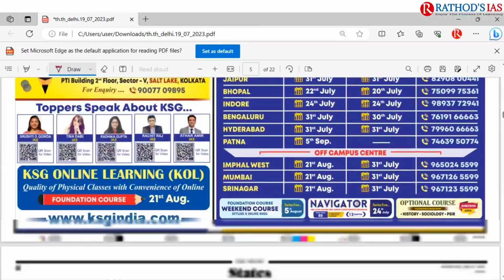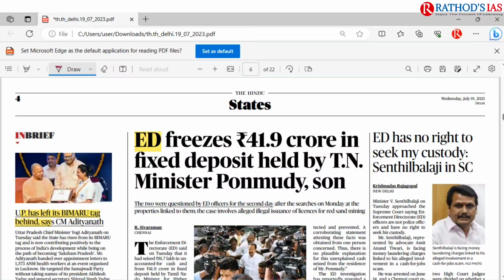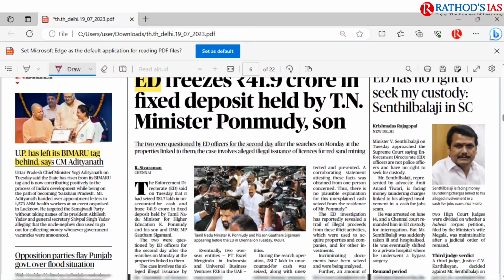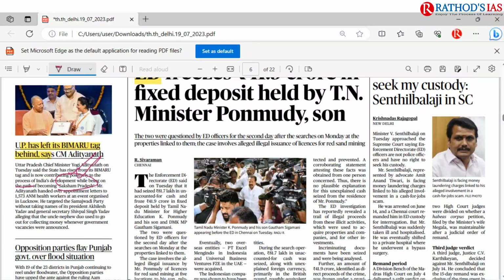And if you move forward in the states page, you can see UP has left its Bhimaru tag behind, says CM Adityanath. So UP Chief Minister said that UP had been removed from this Bhimaru tag. Now it is contributing positively to the process of India's development, and it is on the path of becoming Saksham Pradesh. So this is the thing which was said by Yogi Adityanath.